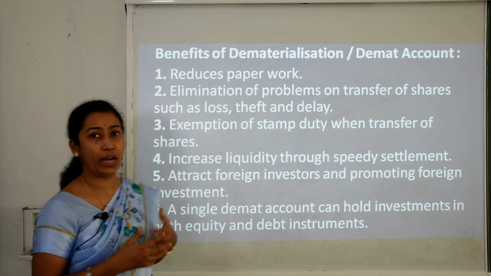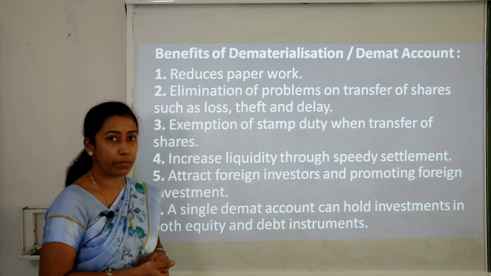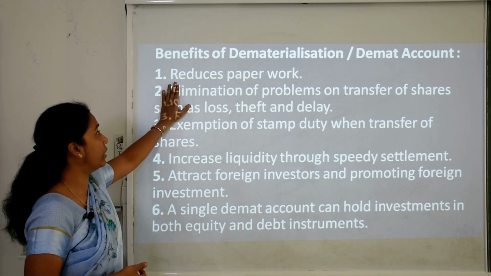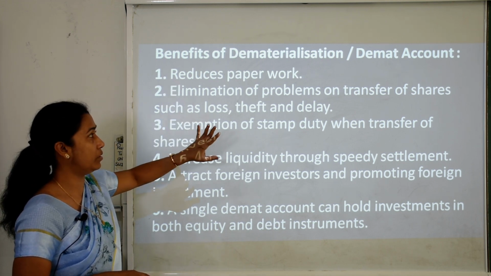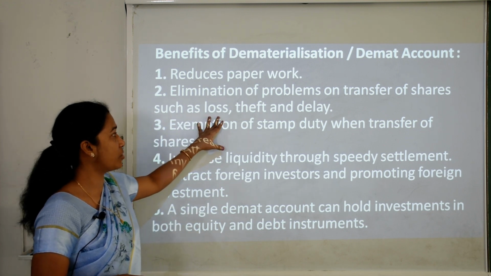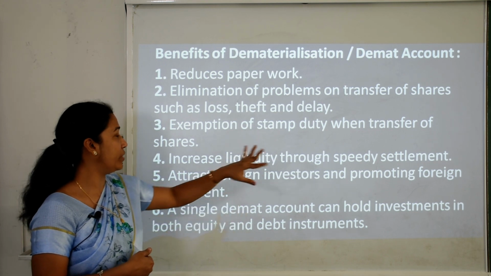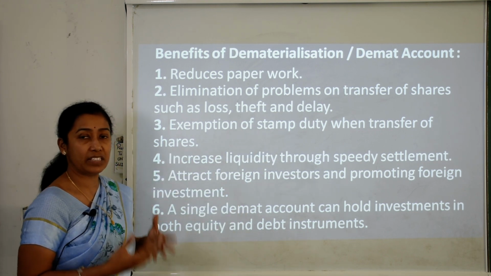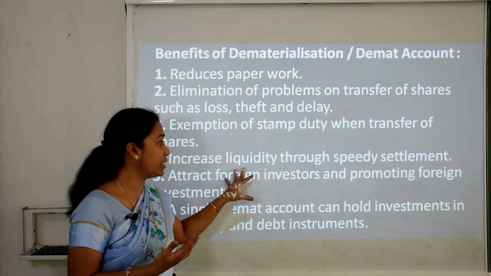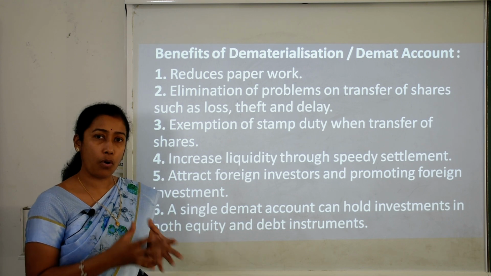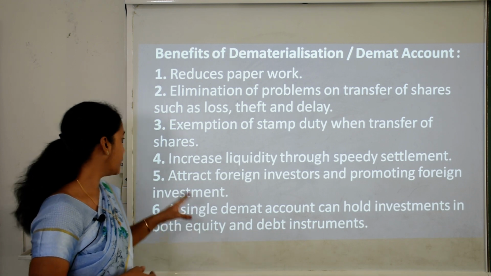Now, what is the benefit, why we are going with this dematerialization, or we can call it a Demat account? The first benefit or advantage is that it reduces paperwork and eliminates the problems in transfer of shares such as loss, theft, forgery or delay, and there is exemption of stamp duty when transfer of shares is done. So we can exempt these kinds of things. Increased liquidity, that is, it will increase through speedy settlement, so that placing of orders and all such things can be done properly.